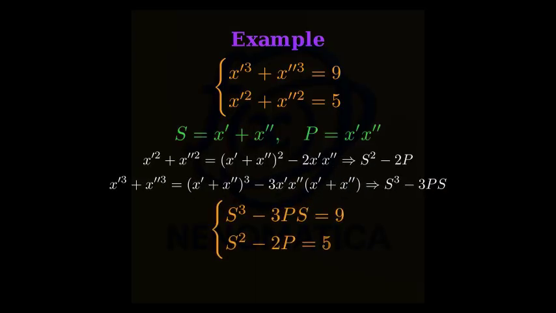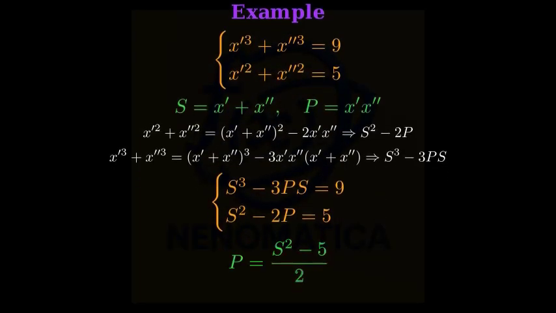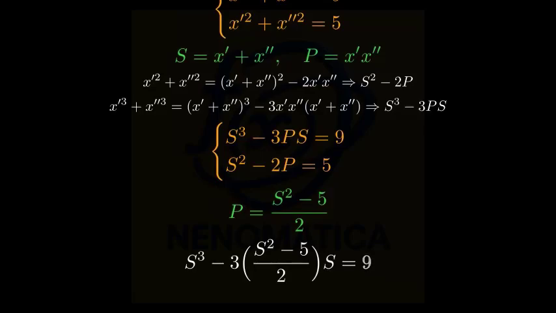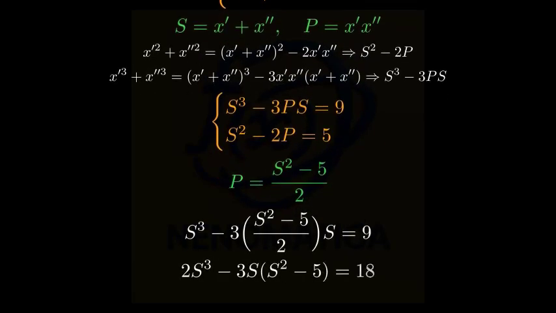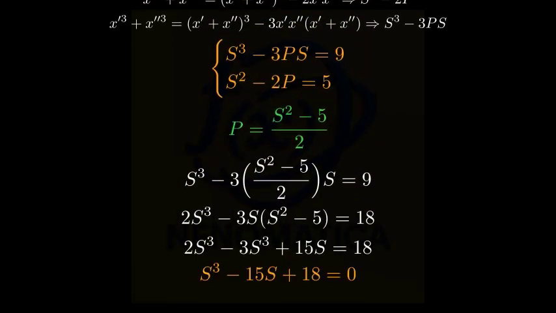Step 3. From the second equation, isolate P in terms of S. P equals (S squared minus 5) over 2. Step 4. Substitute this into the first relation. S cubed minus 3 times P times S equals 9. Then simplify carefully.